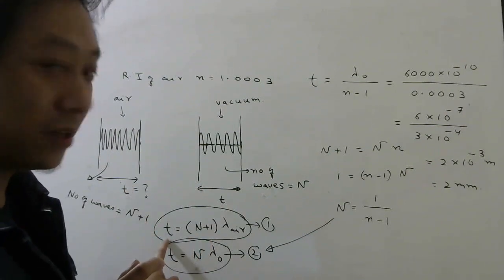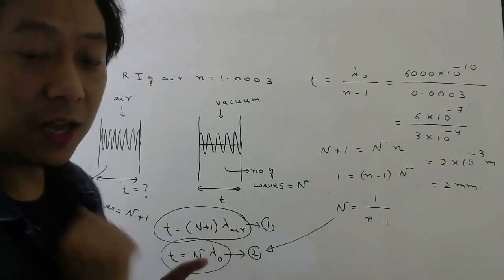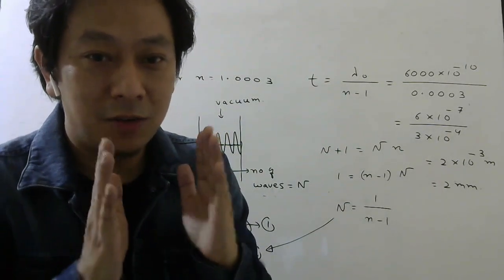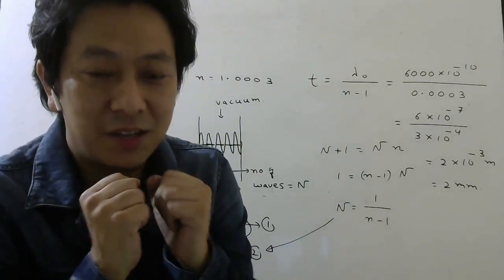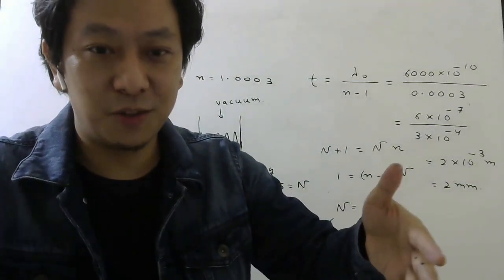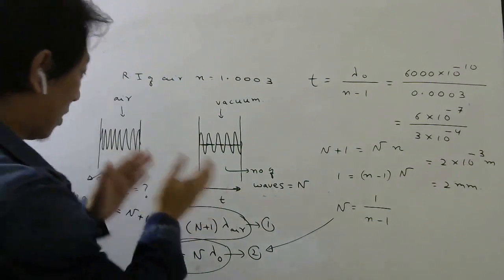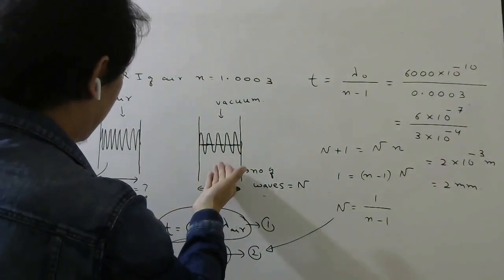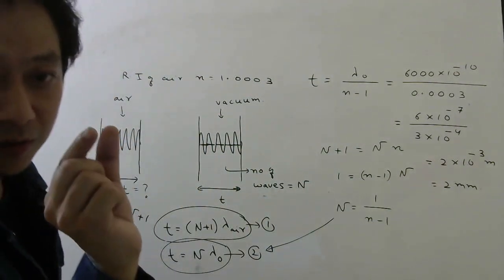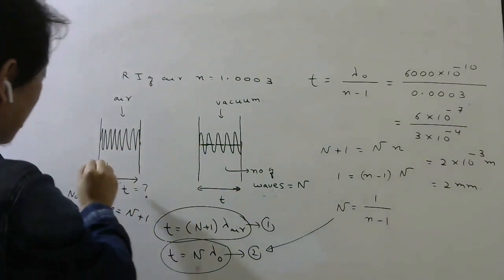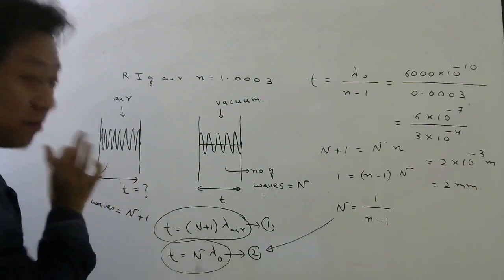So in the same thickness in air, what will happen? In air, the wavelength is less. So it's like saying, if there are thinner students, then you can put more students on the same bench. Once you replace the medium from vacuum to air, the wavelength decreases. So the wave becomes in a way thinner, and you can have more waves in the same thickness.